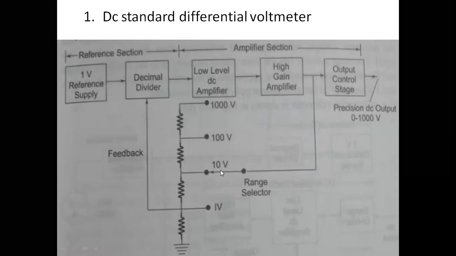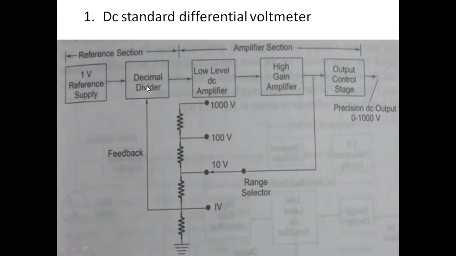So this feedback path will connect to 1 volt, 10 volts, 100 volts, or 1000 volts. Depending upon the range selector switch, we will select any one. That particular voltage will be connected to the decimal divider through feedback. Suppose this is 10 volts. This 10 volts switch is connected, and with that the voltage is connected to the decimal divider.